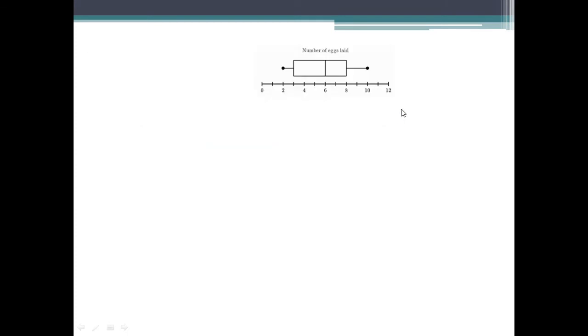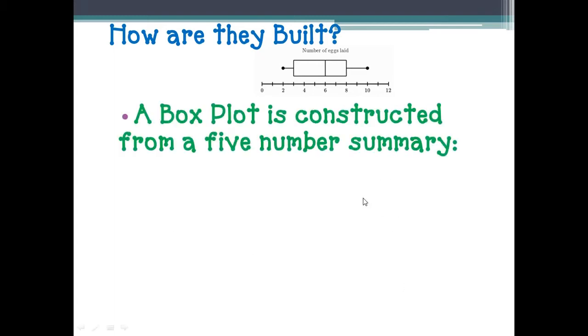Now, if we investigate this, how are they built? What are the pieces of data that we need to build a box plot? Well, the good news is they are built out of a 5-number summary. And if you think of a summary, it's a short, detailed explanation of something. And so in math, that means we summarize things with numbers instead of words.